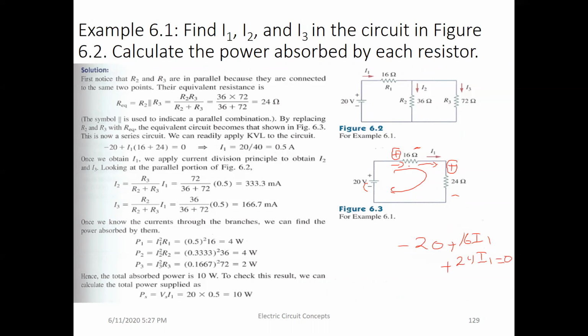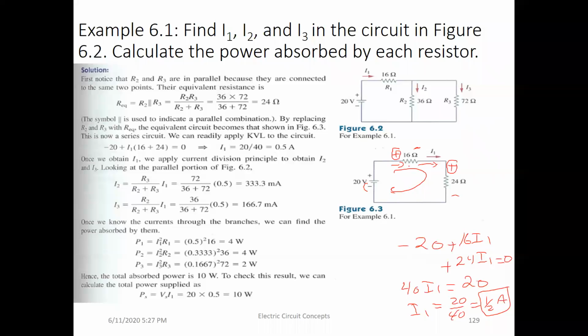That will be equal to 0, so we can combine the similar terms: 24 plus 16 is 40. So it will be 40 I1 equals 20. We move the minus 20 to the other side, it becomes a plus, and then we divide by 40 on both sides. So it will be 20 over 40, which is 1/2 or 0.5 amps.